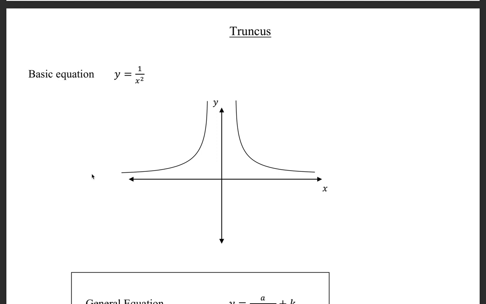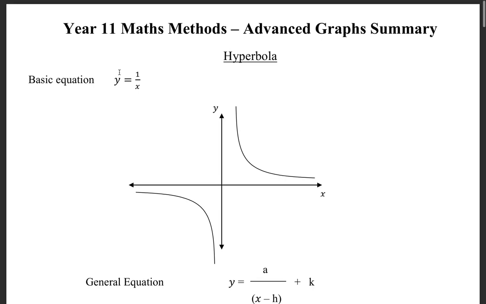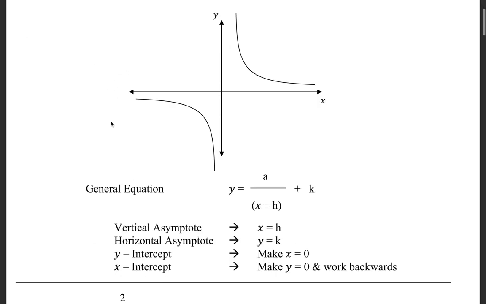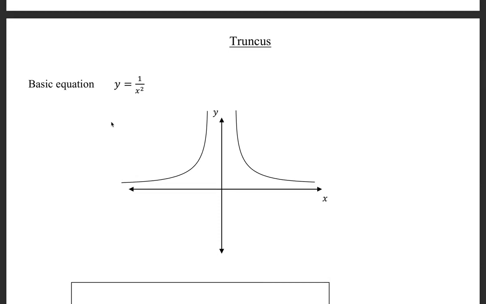So you'll notice that I'm working off the summary again. The hyperbola stuff's up here. Hyperbola was y equals 1 over x, the basic hyperbola. This time all we're doing is adding a 2 onto the x, so x squared.